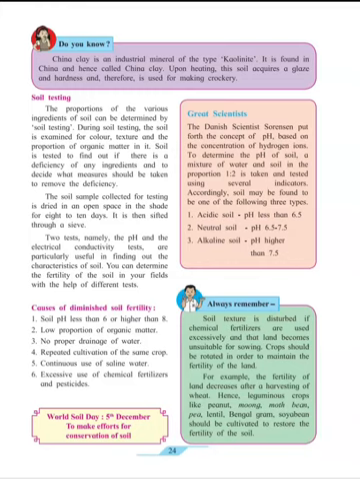Soil testing. The proportions of the various ingredients of soil can be determined by soil testing. During soil testing, the soil is examined for color, texture, and the proportion of organic matter in it. Soil is tested to find out if there is a deficiency of any ingredient and to decide what measures should be taken to remove the deficiency.